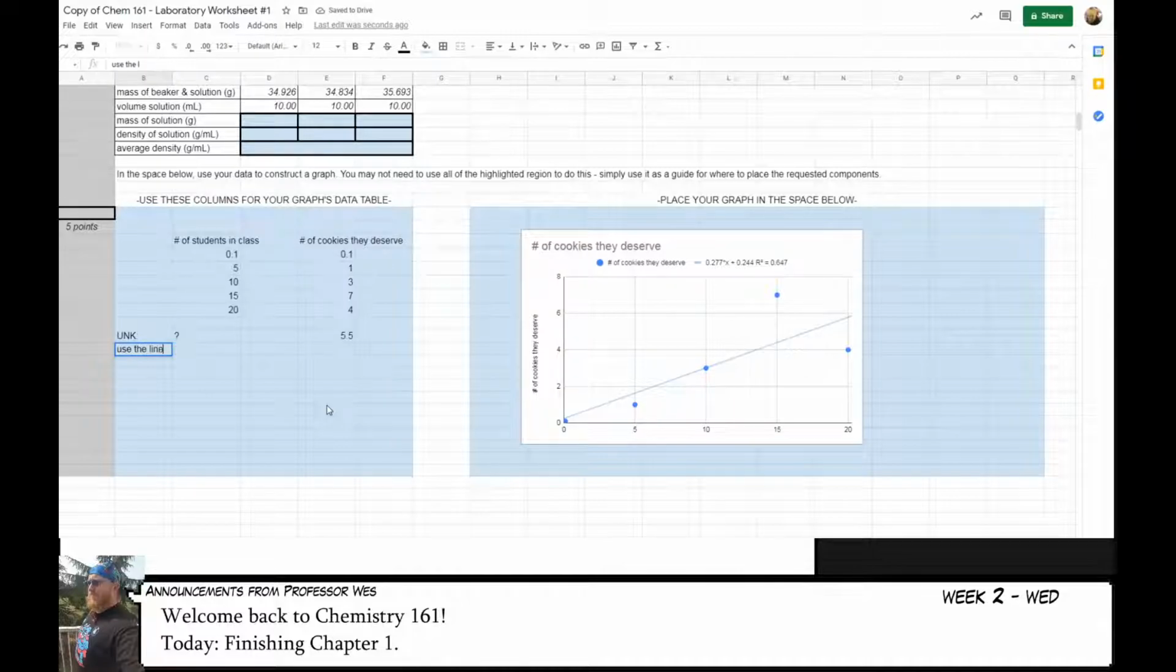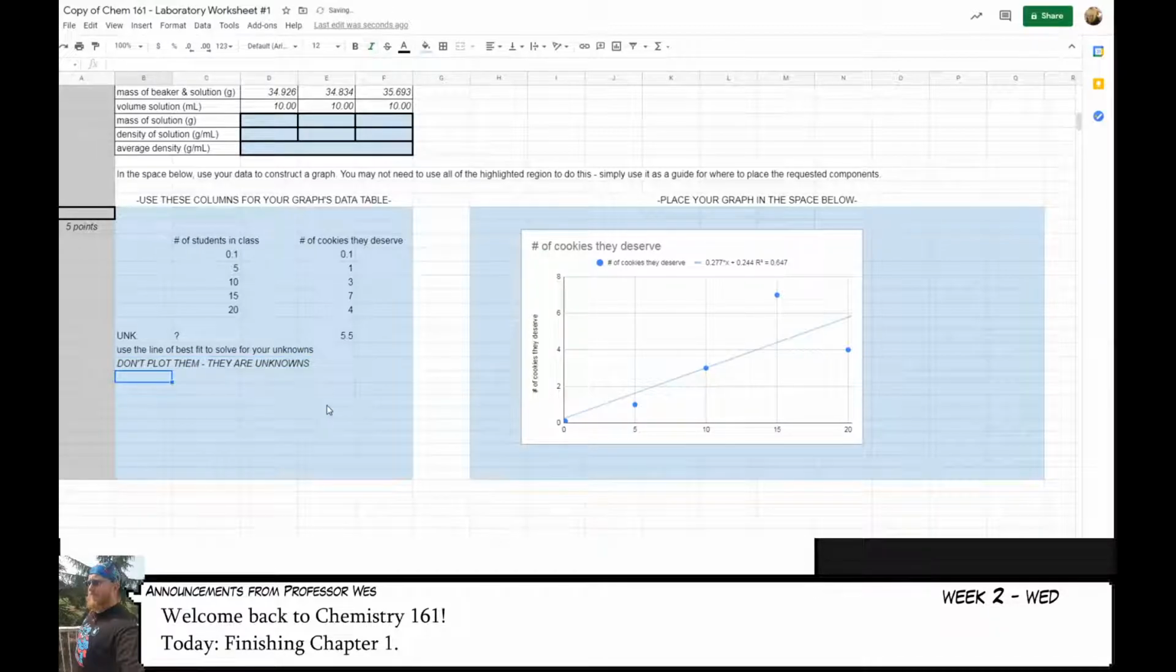So use the line of best fit to solve for your unknowns. Don't plot them. They are unknowns. So never plot your unknowns. They're unknown. You don't know what their concentration is, right? So you cannot put them in the graph. But what you can do is once you have your standards in the graph right here, you can then determine your unknowns because they will follow the same relationship regardless of where they fall on the graph on the x-axis.